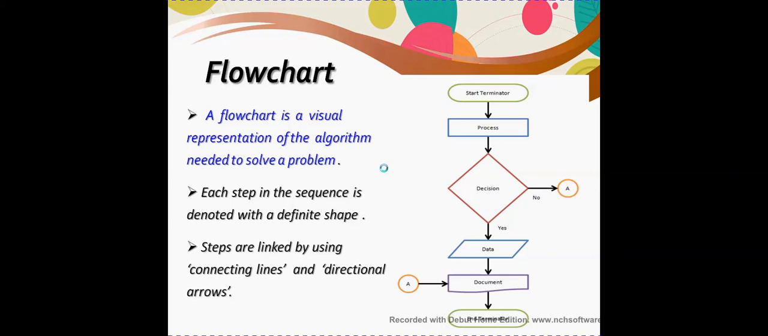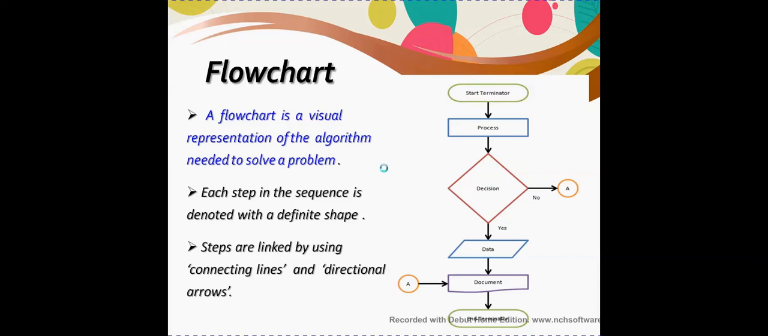Now you can see here on the right there is a small example of a flowchart. In this flowchart there are definite shapes. At the top there is a cylindrical shape, then the second one is a rectangle, then we have a diamond, then squares, ovals, and at the ending we have a terminator, which is also a cylinder shape. So there are many different shapes or symbols used in a flowchart to represent different functions.